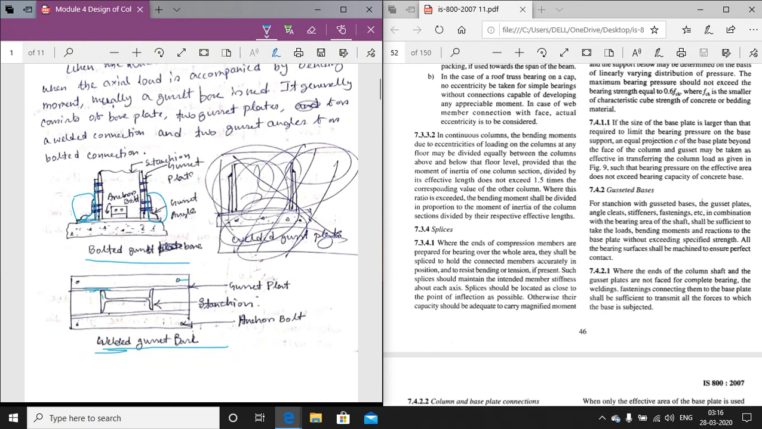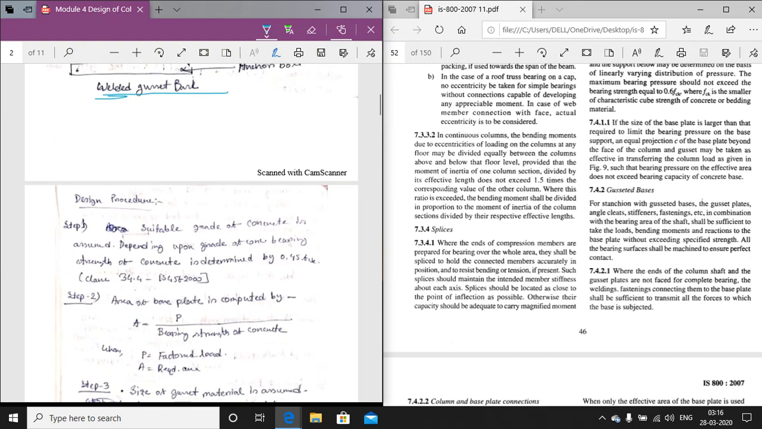So the main basic difference that I have discussed for the base plate, column base and gusset base, welded and bolted connection is that in the case of a bolted connection there will be an extra gusset angle, and in the case of a welded connection there will be only the column and the gusset plate which is connected to the gusset base. So this is the basic theory of the gusset plate design. Now coming to the design principle of the gusset plate. The design procedure will be somewhat similar to the normal slab base, but as there is a gusset plate, the design principle will differ to some degree.